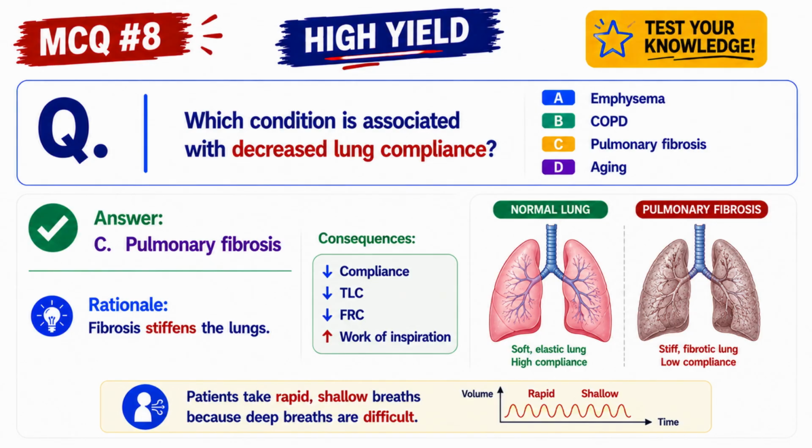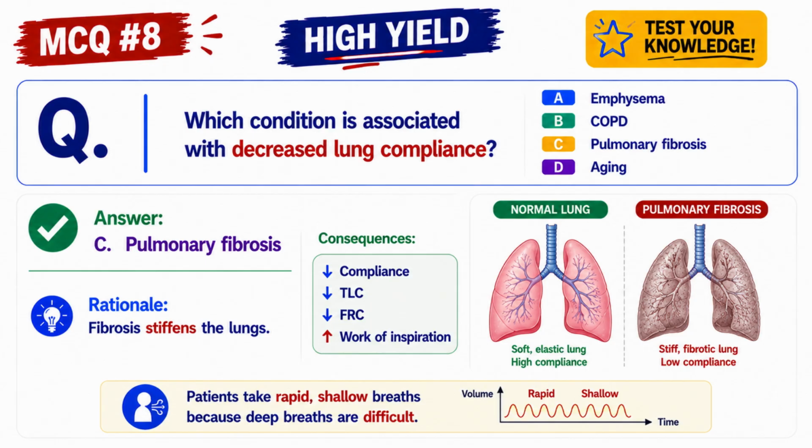The consequences cascade. TLC decreases. The lungs simply cannot be inflated to normal volumes. FRC decreases. The stiff lungs pull inward more strongly than normal, shifting the equilibrium point inward. Work of breathing increases. Every breath requires greater muscular effort to overcome the stiffness.